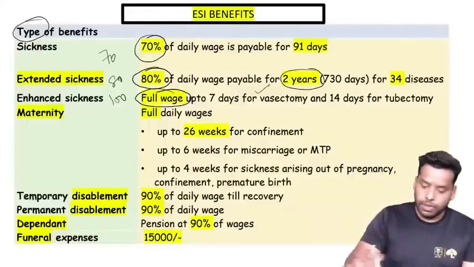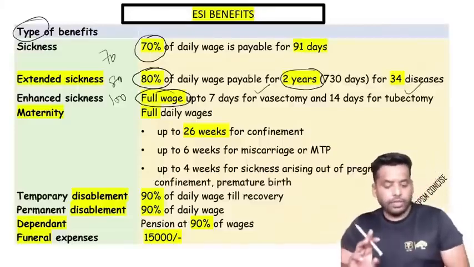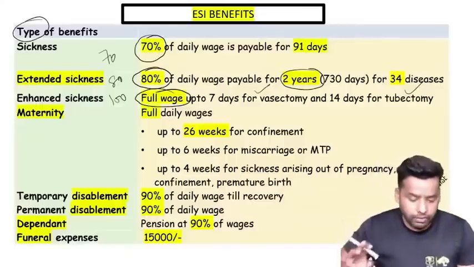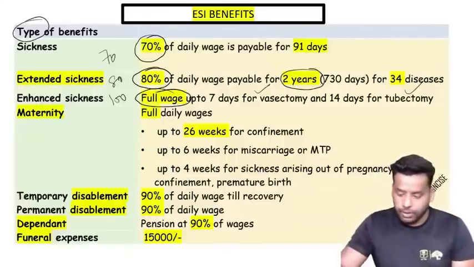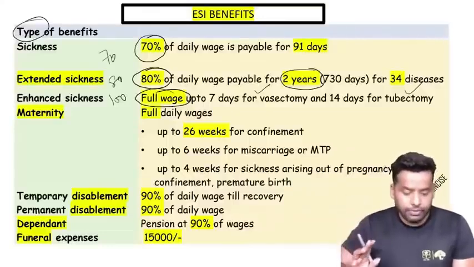For vasectomies and tubectomies, we give enhanced sickness benefit. 7 days of leave for vasectomy, 14 days of leave for tubectomies. So it is 70, 80, 100. Remember like this: sickness, extended sickness and enhanced sickness benefit. 70, 80, 100. That is the first thing.